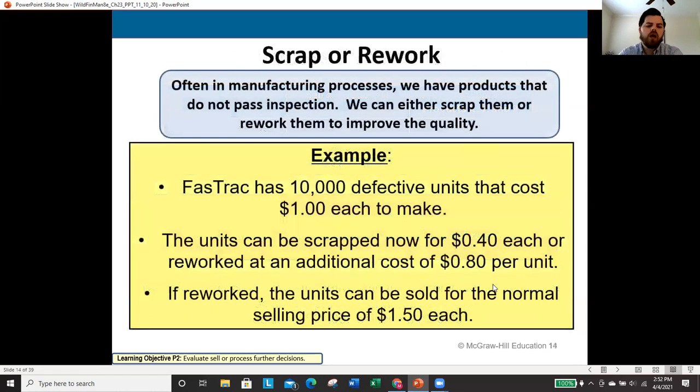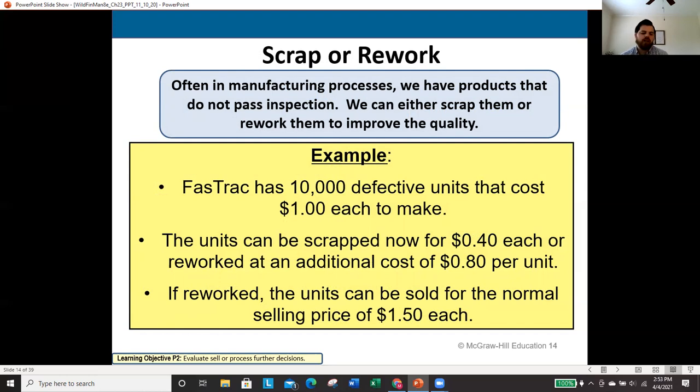Now, my next decision involves another common situation that we'll run into, which is I've produced a product, but it's not exactly right. Well, at that point, I've basically got two options. I can either scrap the product, get whatever I can for it in the current condition that it's in, or I can rework the product and try to recover some of the cost by selling this at the normal price, or at least a higher price than the scrap price.